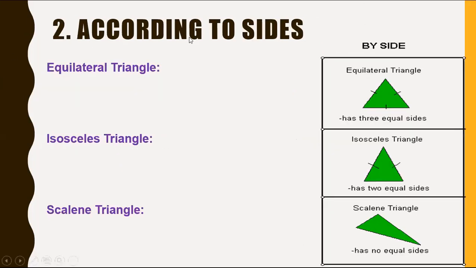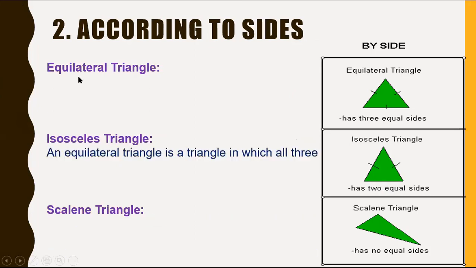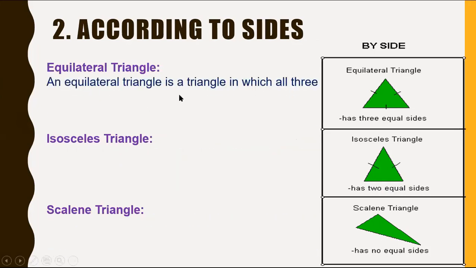Now, according to sides. Now we are talking about sides, that means AB, BC and CA. Now we are talking about the sides of the triangle. So again, we can divide according to sides in three ways. Equilateral triangle: an equilateral triangle is a triangle in which all three sides are equal in length.